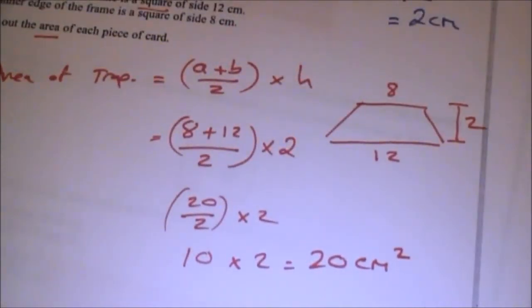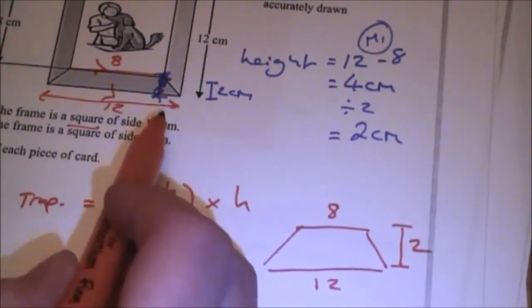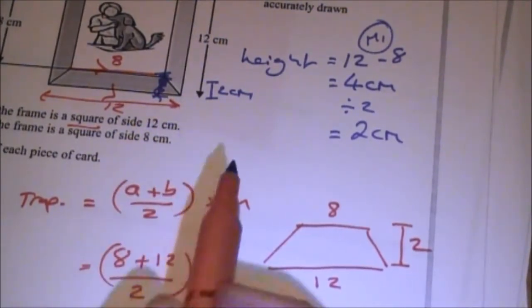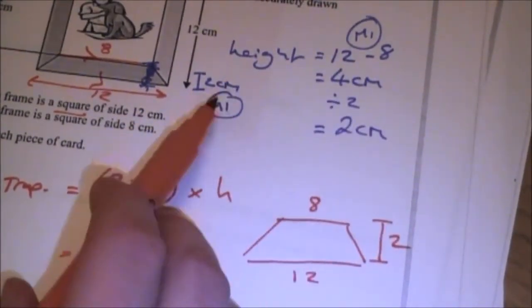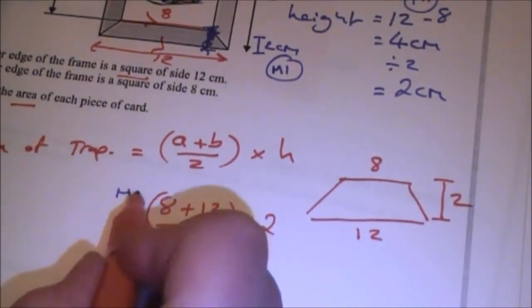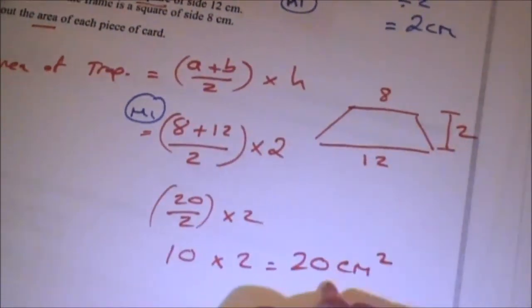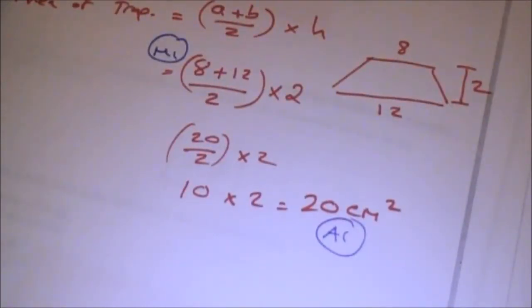This is only a 4-mark question, and you get 1 mark up here for finding the height of a trapezium, you get the mark for stating that the height of the trapezium is 2. You then get the third mark for showing that you needed to find the area of the trapezium, and then you get the final mark for stating what the area is.